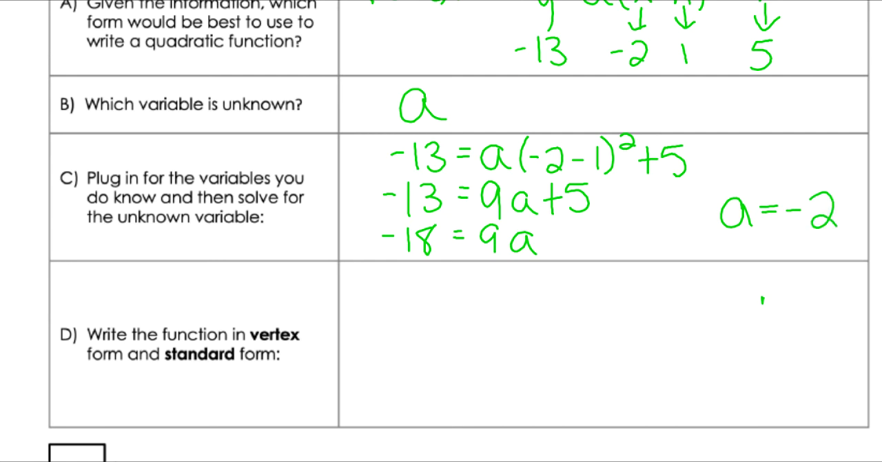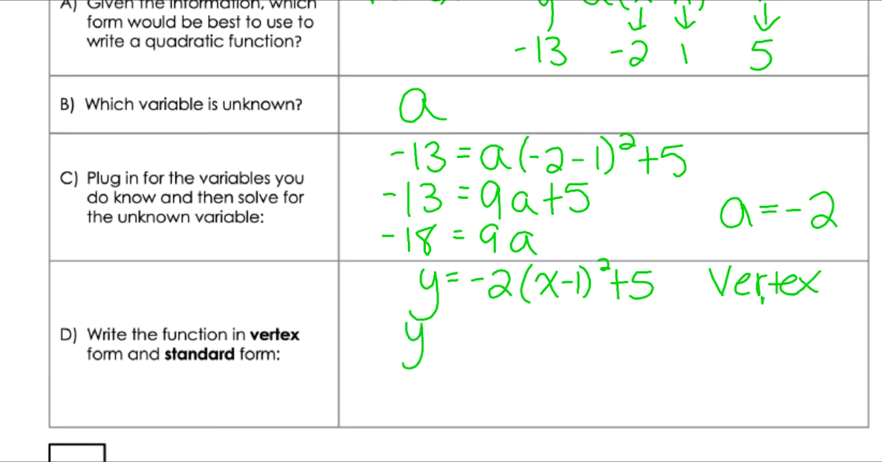So once I know that, I can write everything out in its form. So in vertex form, it would look like -2 times (x minus 1) squared plus 5. Again, that's our vertex form. And then multiplying it out, let's see, I'd get -2. I'm going to go ahead and square that binomial out. It would give me x squared minus 2x plus 1.